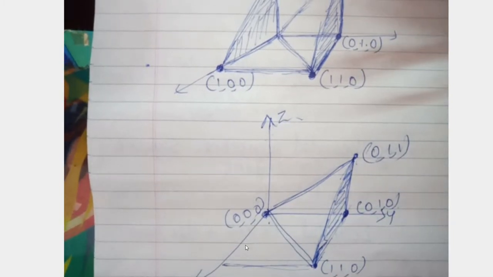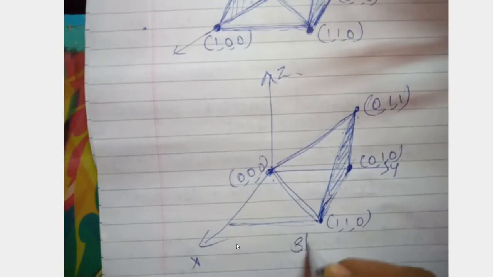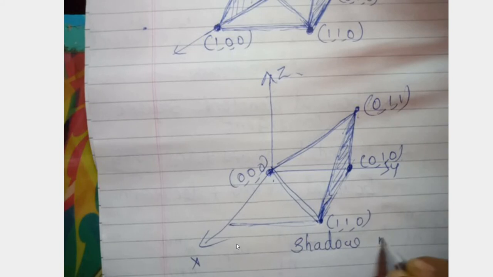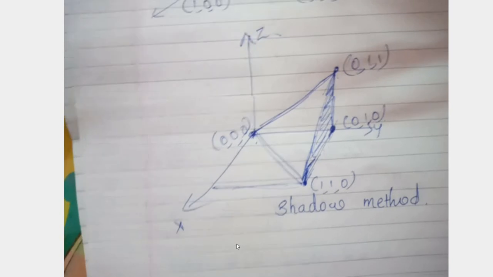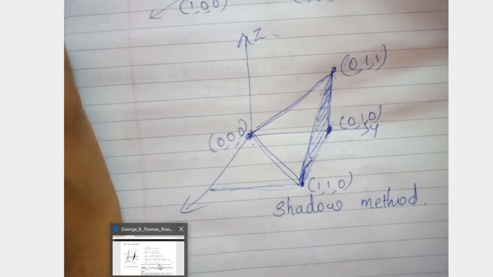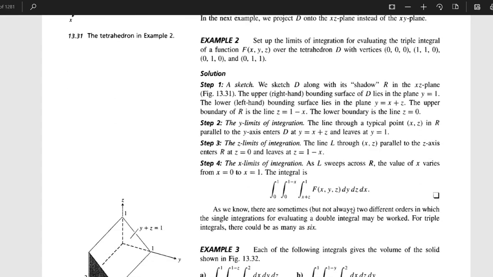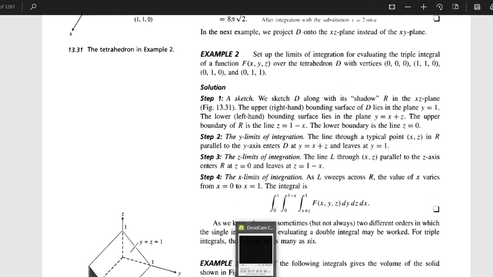Here the method we are using is the shadow method. First of all, we have to find the shadow corresponding to one surface. Look at this textbook. Here we are doing the triple integral over D of f(x, y, z) dy dz dx.